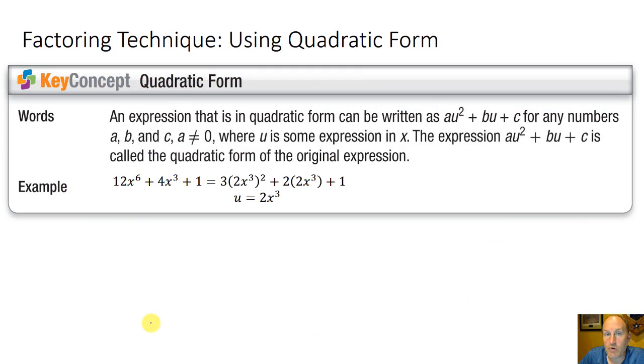The final technique we're going to look at in this screencast is using what's called a quadratic form. Something doesn't have to be to the second power by itself to be a quadratic. It can follow a form if we can do a substitution and wind up having something to the second power. What we're looking for is a form a times u squared plus b times u plus c, and instead of u being just x, u is some sort of expression of x. An example may be more helpful.